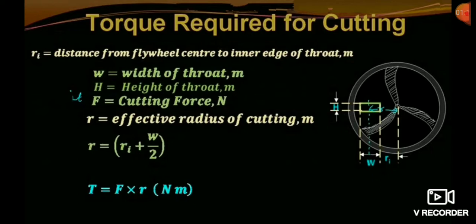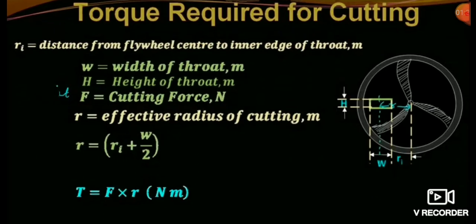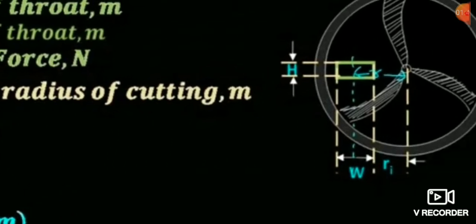So friends, you see that the torque required is equal to force into radius, that is, force into effective radius of cutting. I think all of you know that torque is equal to force into displacement, force into length. So the effective radius of cutting is R equal to Ri plus W by 2, where W is the width of throat. I will zoom the figure.